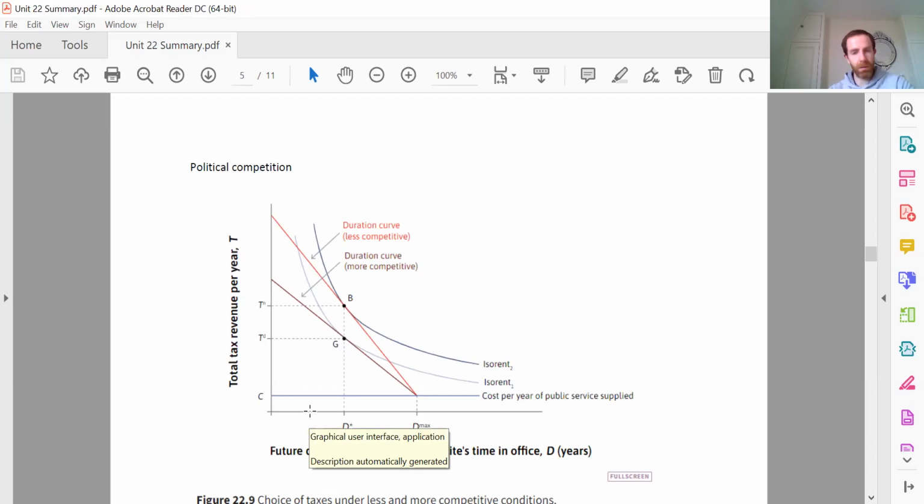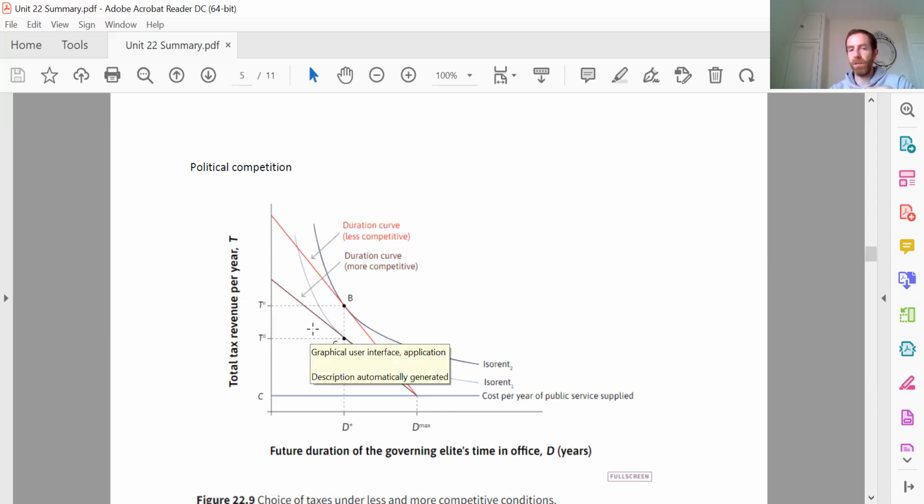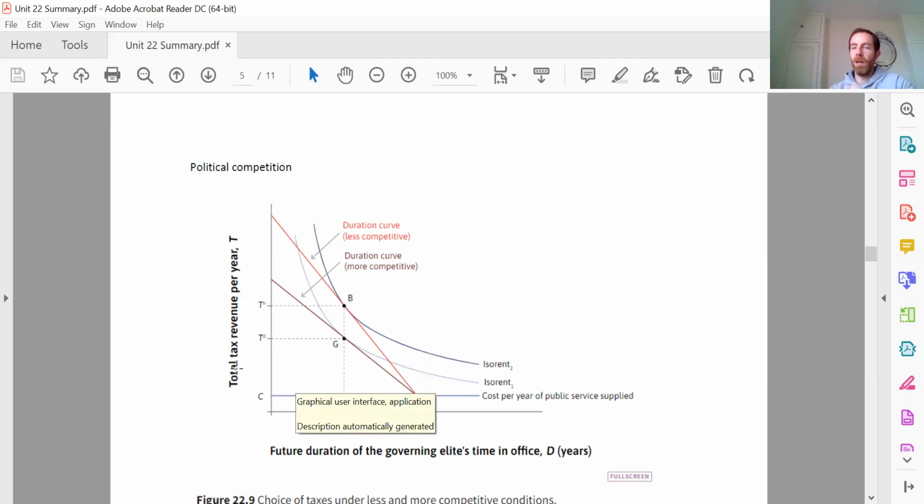And so that's the only change really that's happened here, right? The increase in competition has just caused a shallower duration curve, meaning that every given level of tax revenue will mean a shorter duration, because there are other people who come in. Citizens will want lower tax revenues. They want to see less and less political rent.